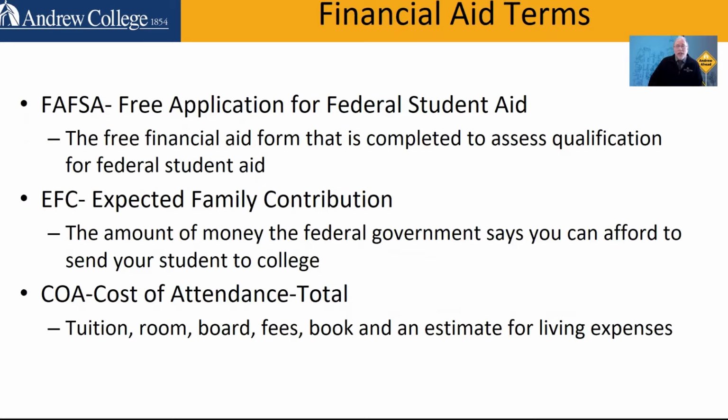As I mentioned, the Expected Family Contribution is the number you receive back from the FAFSA. And what that is, is the amount of money the federal government says you can afford to help send your student to college.